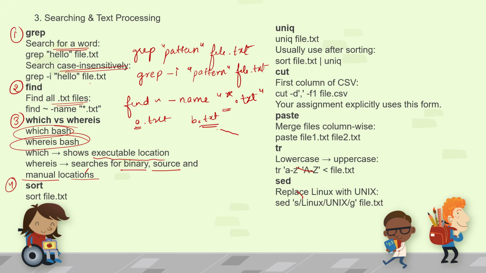Fourth, sort. sort is used to sort a file. Then next, uniq. This is usually used after sorting. This is known as piping. So you first use sort file.txt and then you apply uniq.